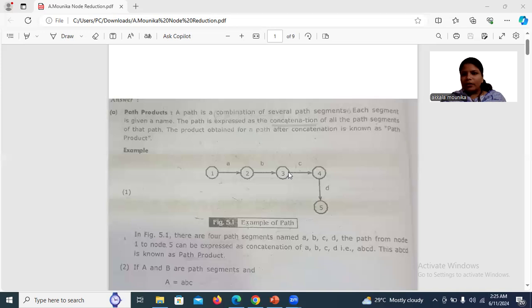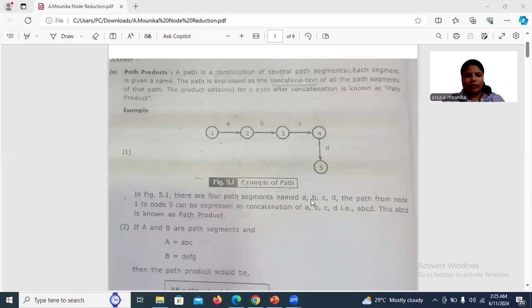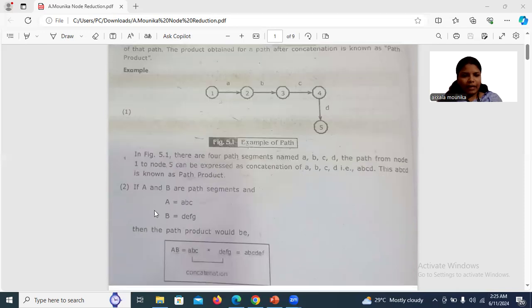See the example here. The nodes are 1, 2, 3, 4, 5, so totally 5 nodes are there. From the above figure there are 4 path segments. What are they? A, B, C, D are the path segments. The path from node 1 to 5 can be expressed as a concatenation of A, B, C, D. That is ABCD. That means we have to do the multiplication of all the path segments which we are seeing in the figure.